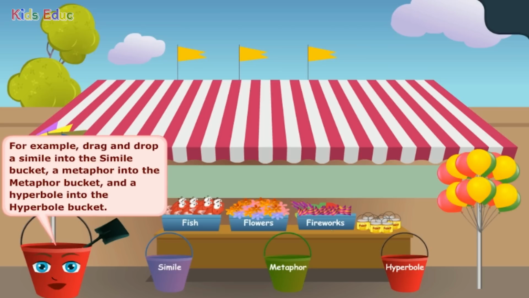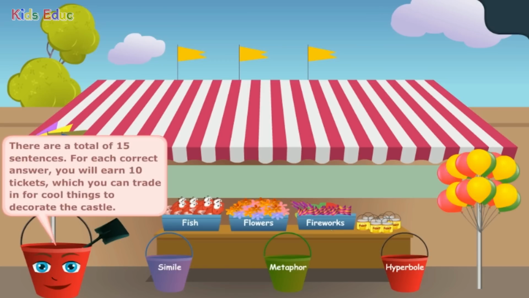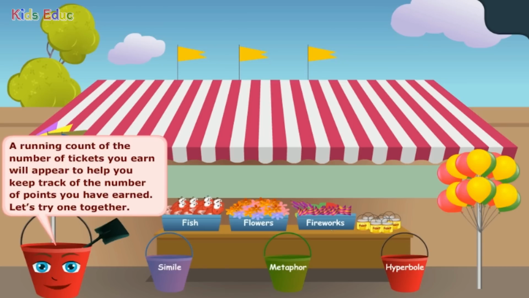For example, drag and drop a simile into the simile bucket, a metaphor into the metaphor bucket, and a hyperbole into the hyperbole bucket. There are a total of 15 sentences. For each correct answer, you will earn 10 tickets, which you can trade in for cool things to decorate the castle. A running count of the number of tickets you earn will appear to help you keep track of the number of points you have earned.